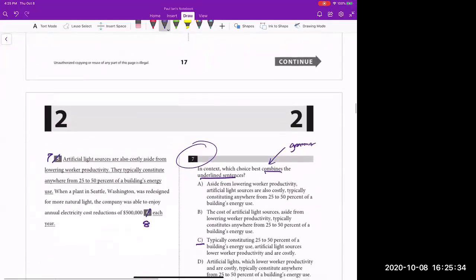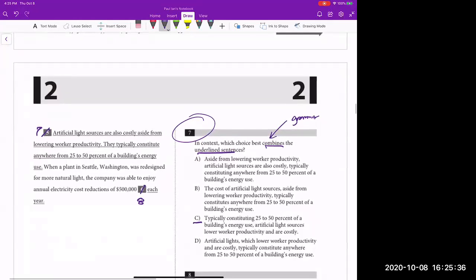And then it's just one of those things. It may seem like a grammar question, but the last check is that whatever sentence I put has to also transition. So that's a rhetorical check. It's grammar and rhetorical. These are the more difficult questions, the grammar plus rhetorical ones. I really hate these ones.